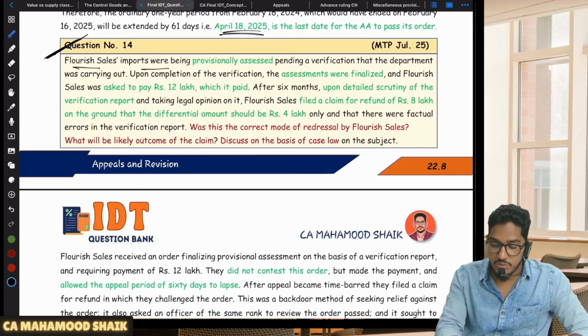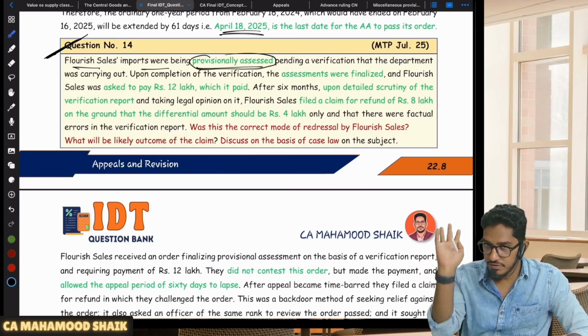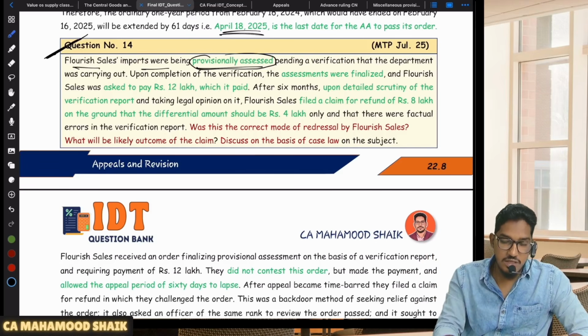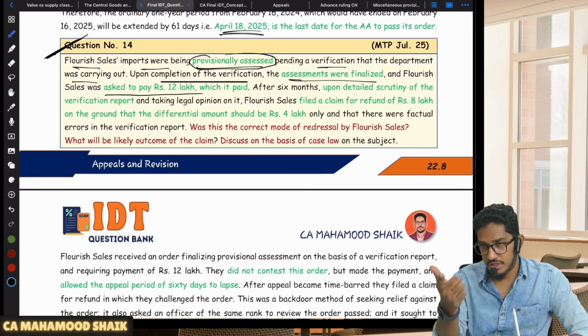Flourish Sales imports were being provisionally assessed. So there was a provisional assessment. We have seen in the assessment and audit chapter that you can go for provisional assessment. So Flourish Sales imports were being provisionally assessed pending a verification that the department was carrying out. Upon completion of the verification, the final assessment order was released and Flourish Sales was asked to pay 12 lakhs, which it paid also. You went for provisional assessment. Thereafter, the final assessment order has come.